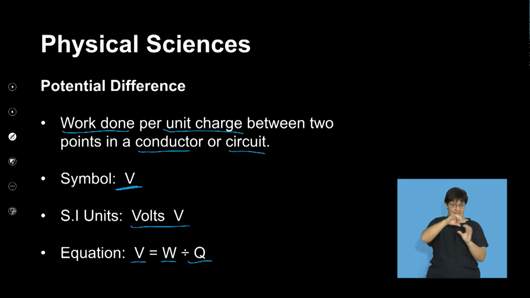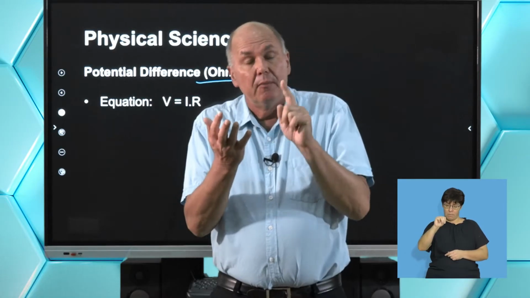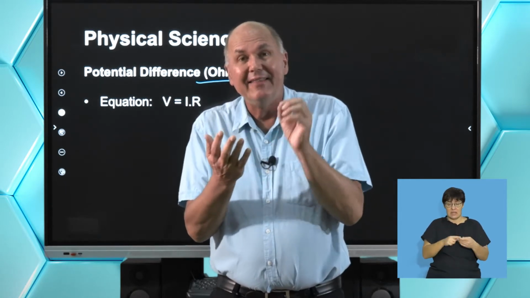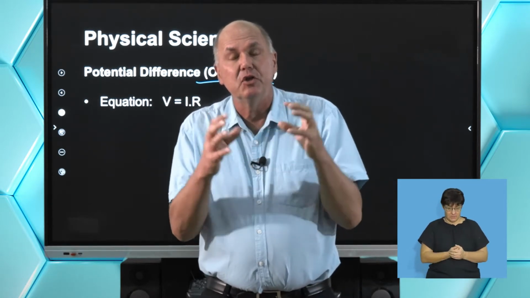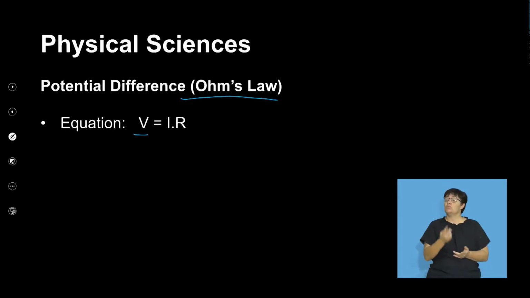Now, that's not the only way that we can work out potential difference. We can also use Ohm's Law. Now remember, Ohm's Law is the way that we relate potential difference, current, and resistance to each other. And the equation that we've got to work out potential difference is simply this one, where we say V is equal to I times R.